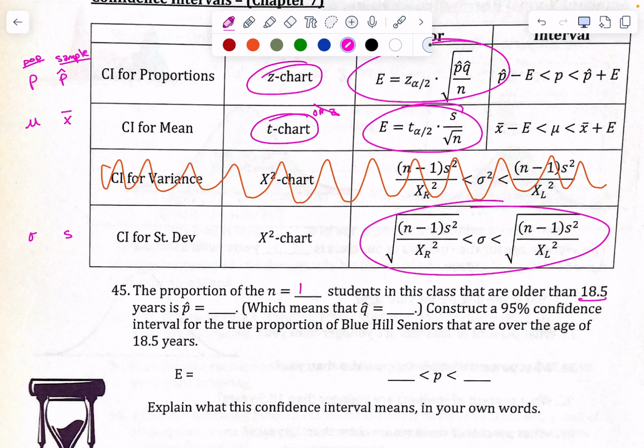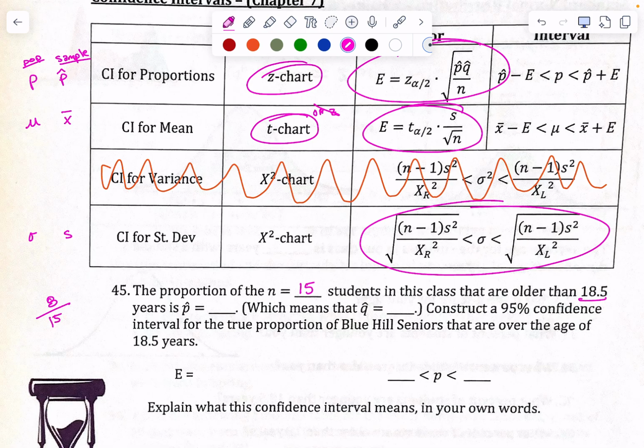Of the 15 students, how many are older than 18.5? Look on your list. 2, 3, 4, 5, 6. Can't we just raise our hand for older than 18.5? 7, 8. I guess I'll raise my hand. If you count me, 8, including me. So 8 out of 15 are older than 18.5.